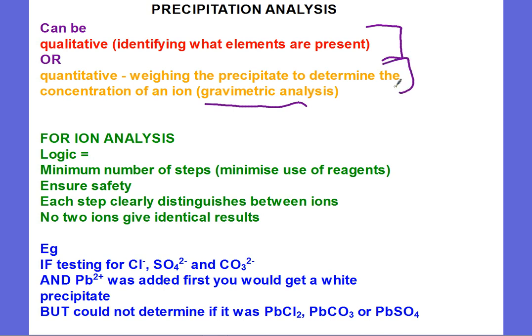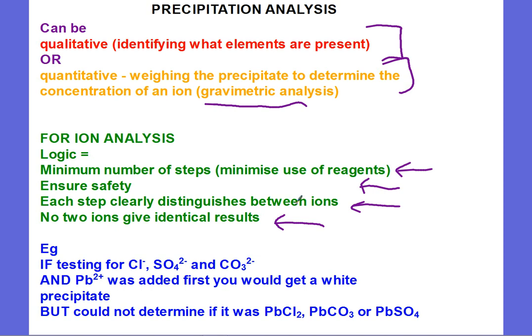For ion analysis though, the first time when we did the qualitative one, the logic of our analysis was we wanted to use the minimum number of steps to minimise use of chemicals. We wanted to make sure every step was safe to ensure safety. We wanted to make sure that every step served a purpose, so every step distinguished between ions, and probably the key one, that no two ions gave identical results, so there was no ambiguity in our answers. And it's very important for that we actually add chemicals in the right order, hence we made our flowcharts.